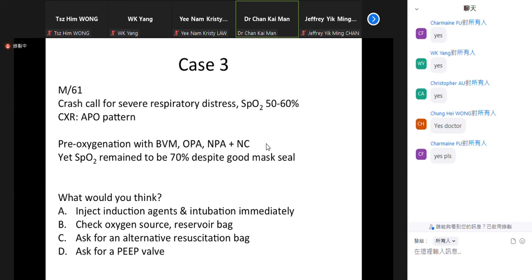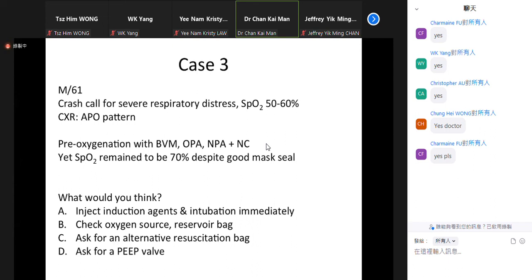And I can reassure you, at that moment, the mask had maintained a good seal with the patient, and there was no circuit leak. So what would you think at this juncture? Would you just inject the induction agents and proceed with intubation immediately? Alternatively, you might want to check the oxygen source, check the reservoir bag, or ask for an alternative resuscitation bag, or ask for a PEEP valve.